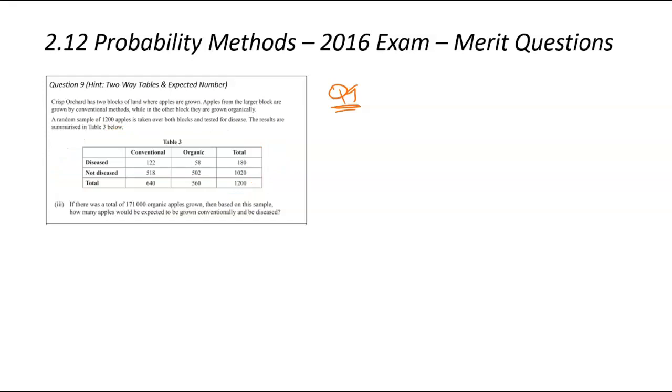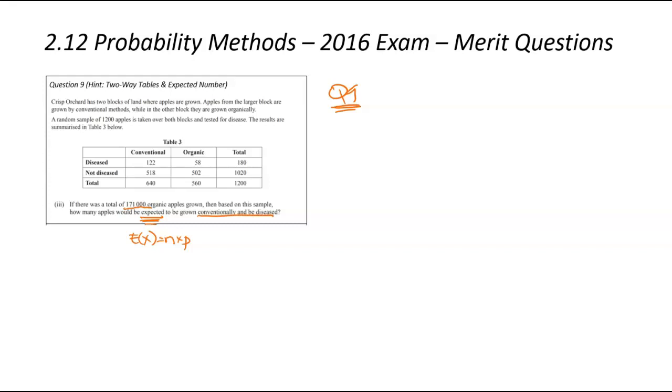And our question was, if there was 171,000 organic apples, notice that is not total apples. Based on the sample, how many would you expect? So I like to see that word expect because we know that's going to be the expected value formula. How many would we expect to be conventionally grown and diseased?